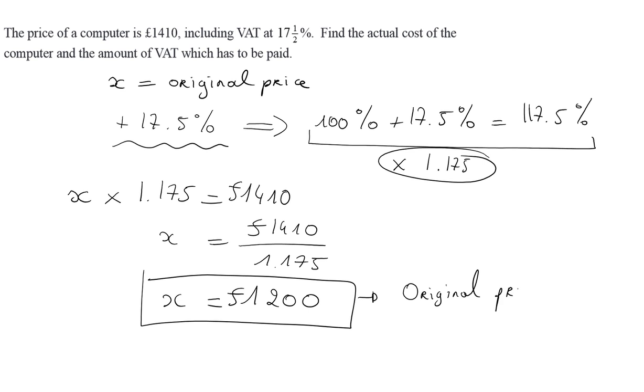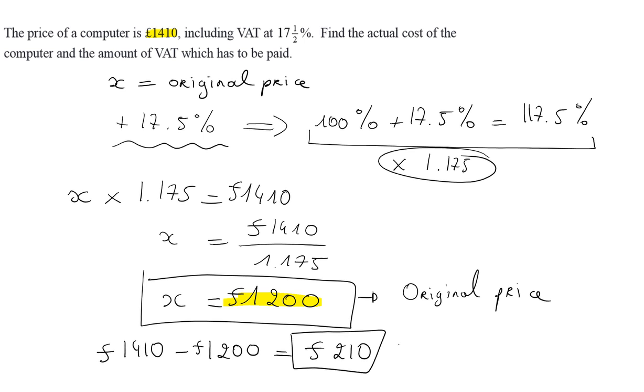Now, question is, also, what's the amount of VAT that has to be paid? Well, this was your new price, and this is your original price. What you're going to do, you're just going to subtract them from each other. So, in order to get your VAT, you're going to do 1,410 minus 1,200, and you get £210. So £210 is the amount of VAT that you pay for this computer. That's it for the first example.